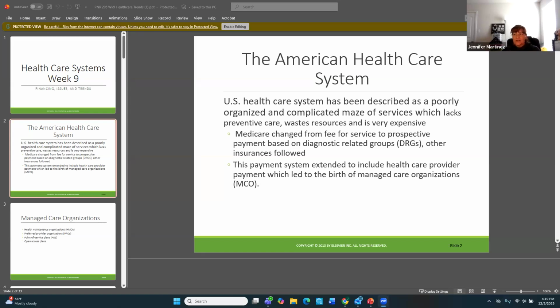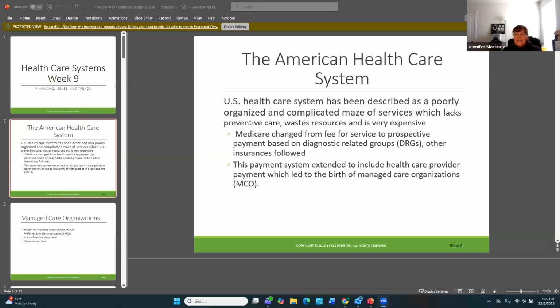A lot of things have occurred because of the cost and the waste and the lack of preventative care. Like I said, we've had to make some changes. Back in the 1960s, the healthcare provider's key role in healthcare decision making combined with fee for service contributed to making healthcare costs skyrocket.